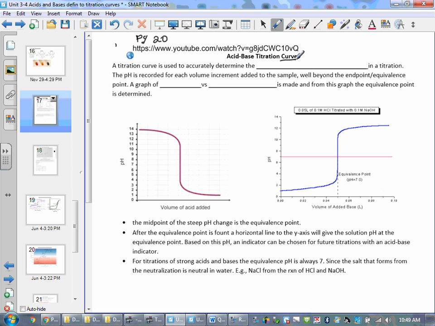Sorry, Sam? You have something to say about acid-base titrations? No, it's about my pen. Okay. Sorry, Ava, what were you saying?